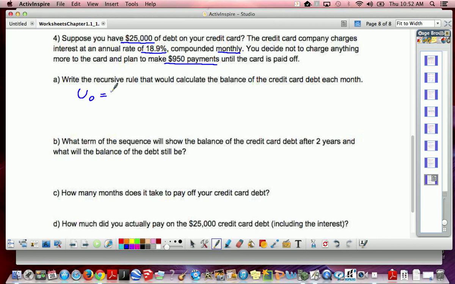So our starting value was $25,000. Our U sub n equals U sub n minus 1 times 1 plus our interest rate, which was 18.9%. Some credit cards are in the 22% range, so even 18.9 I think is high. But anyway, getting back here, we're going to divide it by 12. So we add the interest, then subtract out the monthly payment.